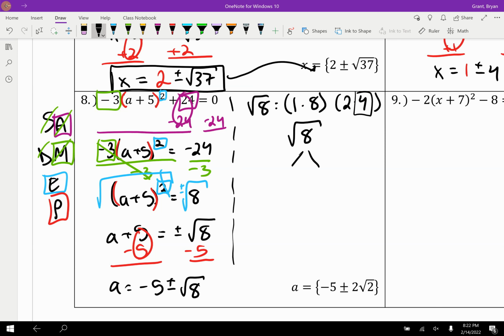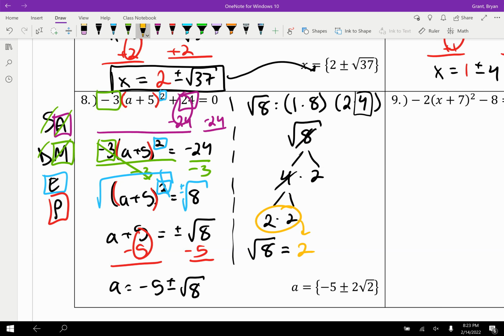We can break this down. It doesn't matter how you break it down. I'll do 4 and 2. We broke down the 8, so cross it out. Break down the 4. That becomes 2 times 2. And so we can say that the square root of 8 becomes, here's a pair of 2's.